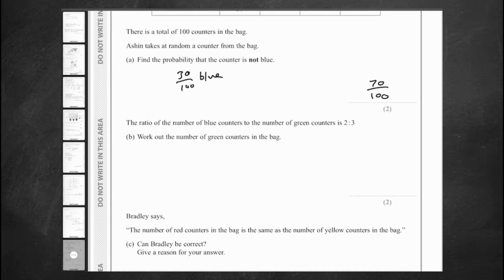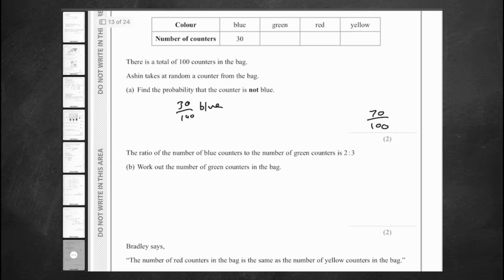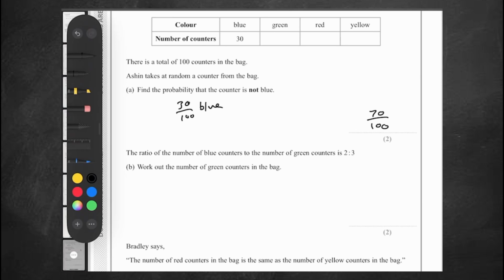The ratio of the number of blue counters to the number of green counters is 2 to 3. Work out the number of green counters in the bag. So if we're saying blue 2, green 3, and we know blue is 30, that is 2 multiplied by 15, so we need to multiply 3 by 15 to get green, and that will be 45.